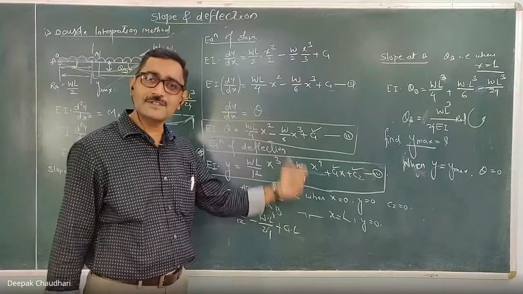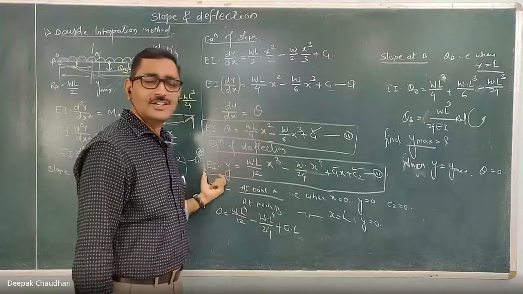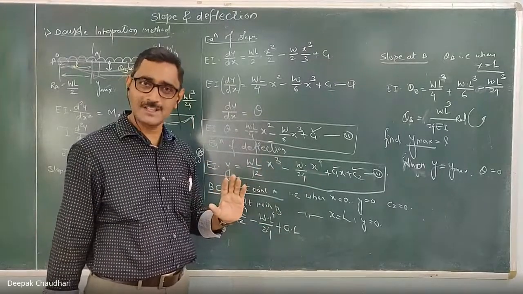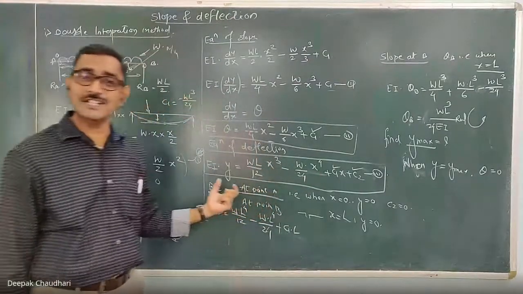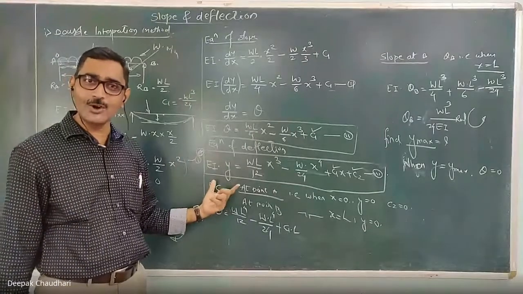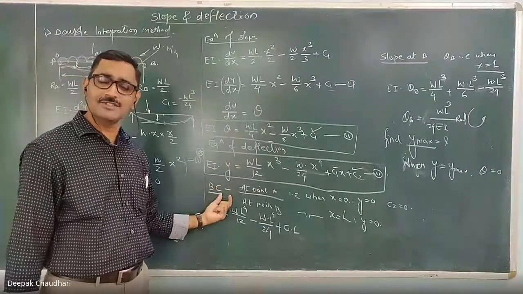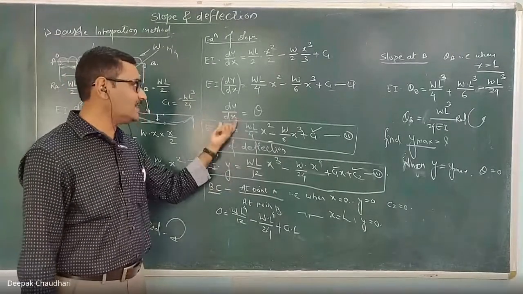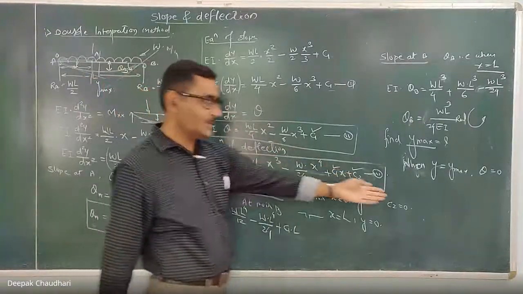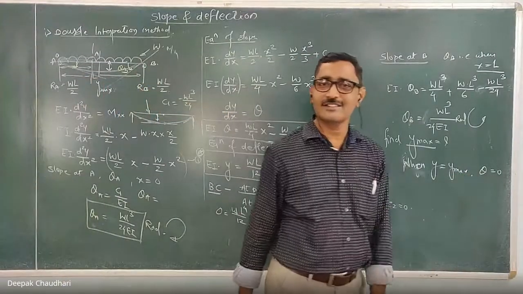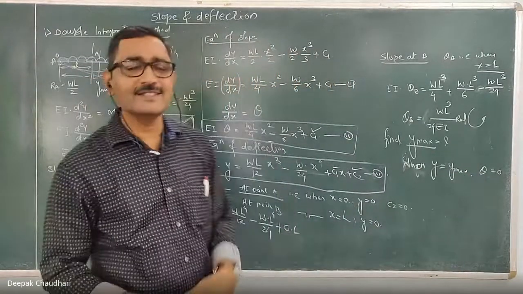Here, and if you substitute that value of x in this equation, you will get the Y max. Understood? But when you differentiate it and equate it with 0, here you will get dy by dx, which we are equating with 0. But what is dy by dx? It is nothing but theta. So that condition I have written here. So for Y max, the theta is equal to 0.